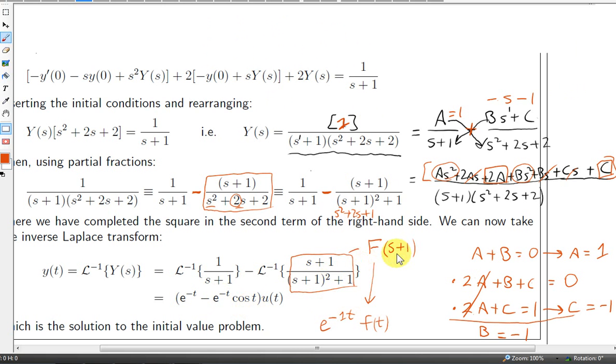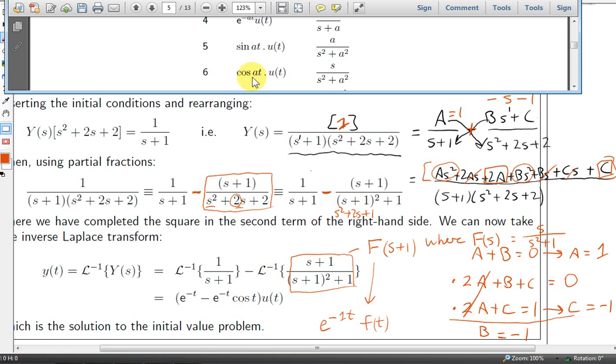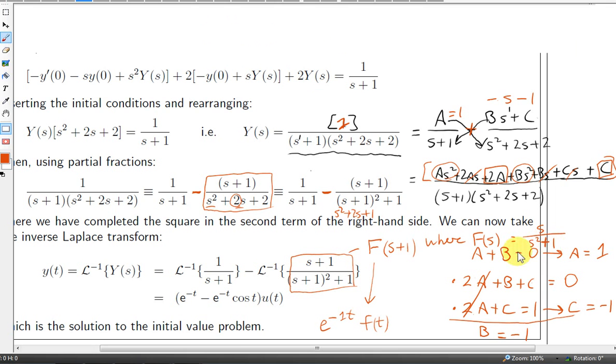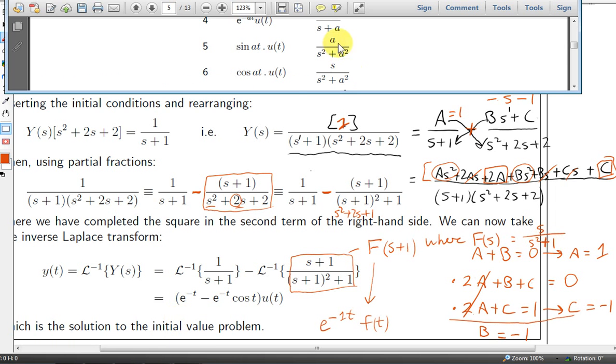Now if that's not listed, we can use the shift theorem as follows. This thing here has the form of big F of s plus 1, where big F of s is s over s squared plus 1. And we can look that up, something of the form s over s squared plus a squared. That's what this here is, where a is 1. So a is 1, so we get cos of 1 times t. So that's where the cos t comes from.